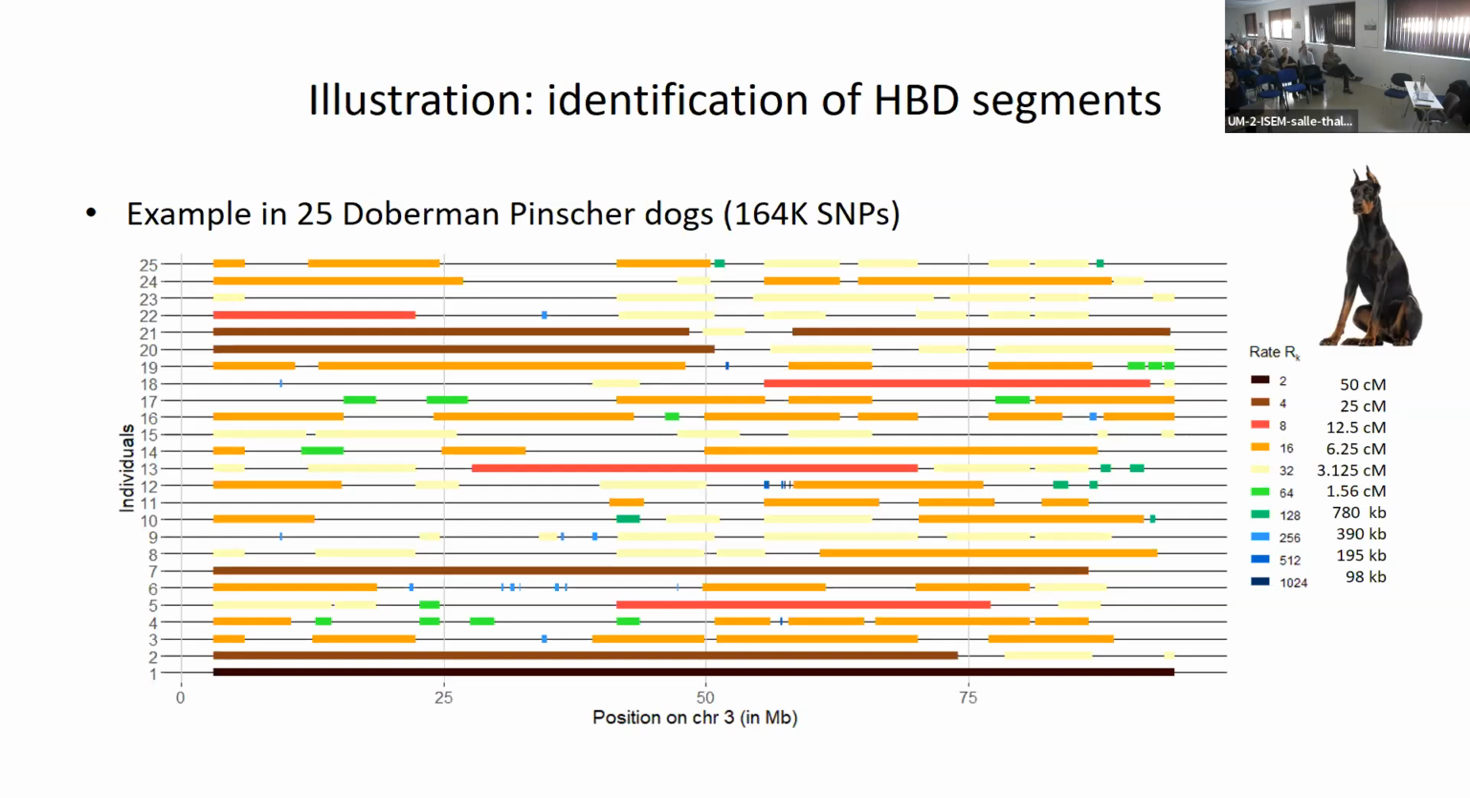And so what we see here, for instance, is that the last individual has a very long segment that is assigned to the class with the longest length. And then you have 4 brown individuals, a lot of red and orange, which correspond to recent inbreeding. And then all small segments are painted in blue or green.